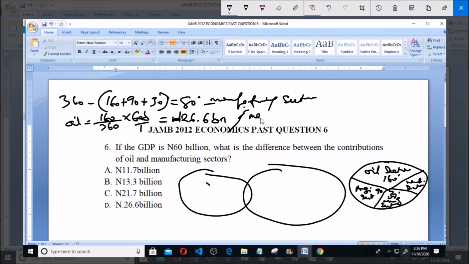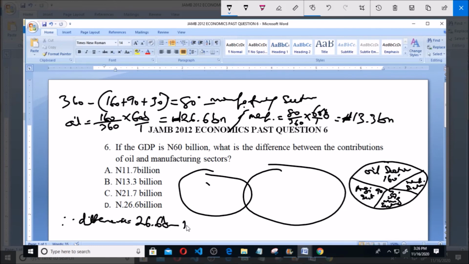For manufacturing, it will be 80 over 360 times 60 billion over 1, which is equal to 13.3 billion. So therefore, the difference is equal to 26.6 billion minus 13.3 billion, which will give us 13.3 billion naira. Option B is the correct answer.